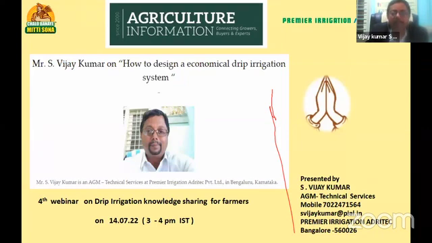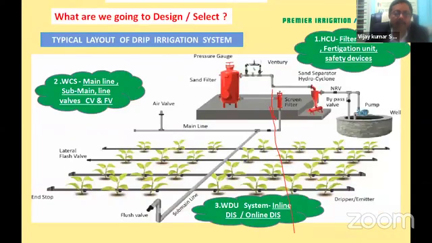So you must have attended the last session where I had talked about the survey. After visiting the field, the most important step after survey will be the design. So today we are going to talk about design, and design for anyone, even a small farmer can do the design. We are all aware of how the typical layout of a drip irrigation system is.